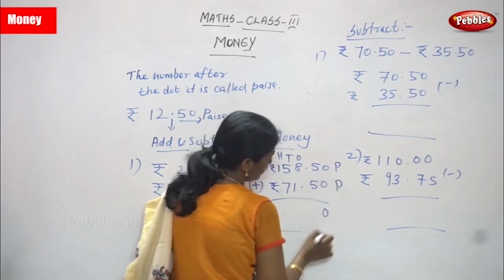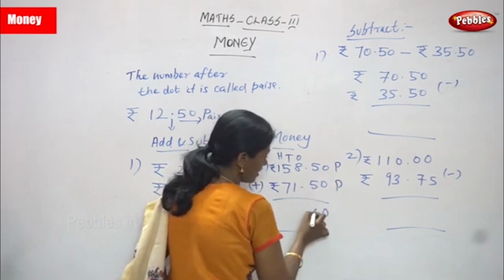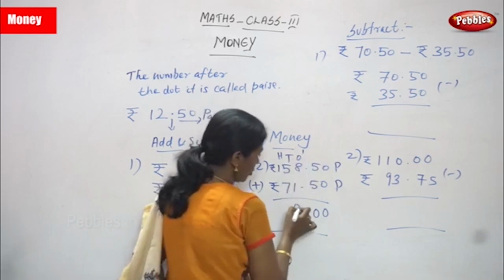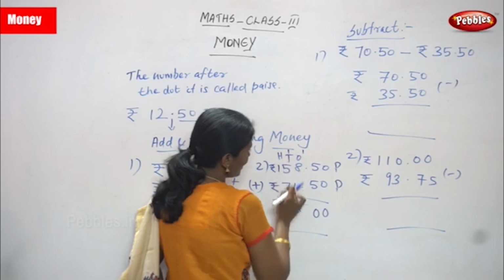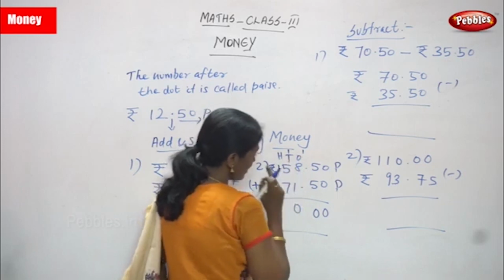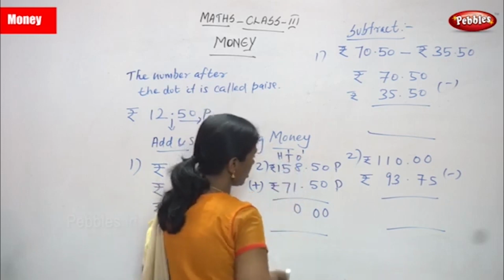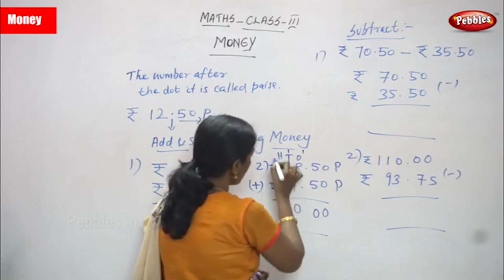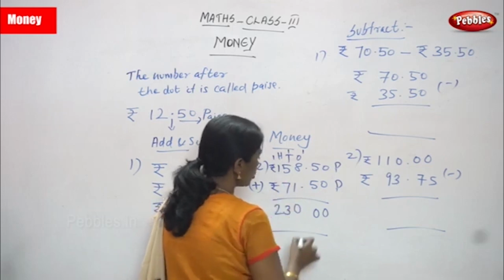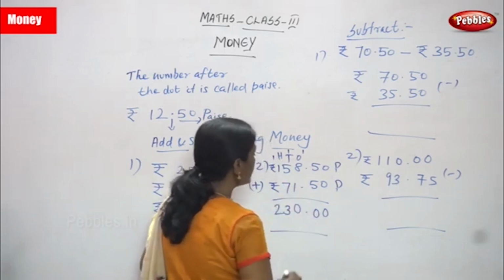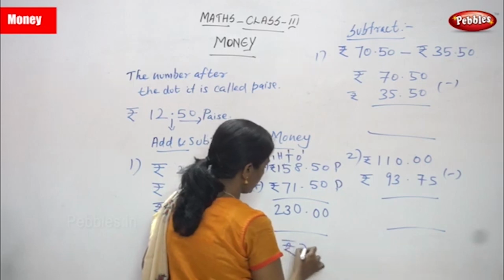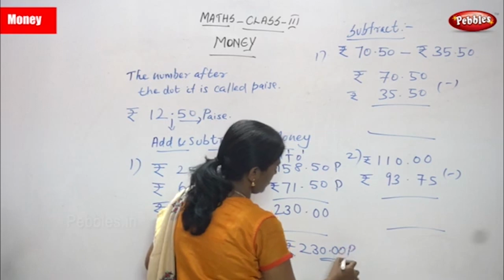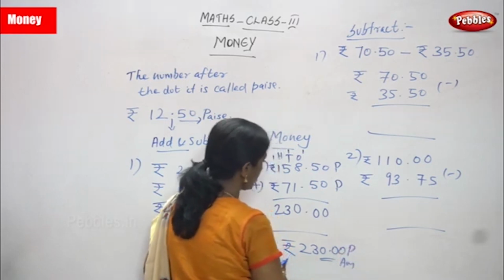Okay, 0. Next 5 plus 5, 10, 0, and the carry goes to the ones place. 8 plus 1, 9, 9 plus 1, 10, 0 again, and 1 carried. 5 plus 1, 6, 6 plus 7: 6 in the mind, 7 on the fingers, 7, 8, 9, 10, 11, 12, 13. So 3, and the carry goes to the top. 1 plus 1, 2. The answer is 230 rupees. P means paise, and this is rupees.